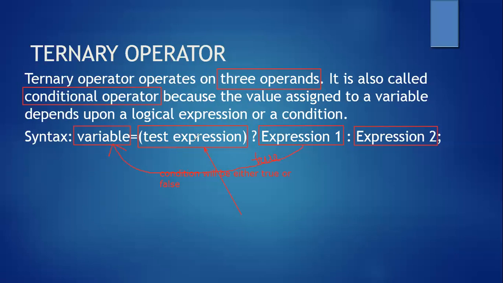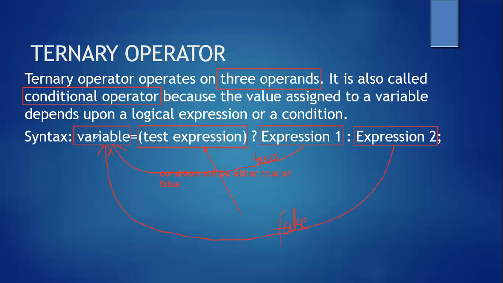But this test expression can be false as well. So if this test expression comes out to be false, then expression 2 value will get stored in the variable. Then which value will get stored in the variable? Expression 2 value will get stored in the variable. This will happen when the condition is false.